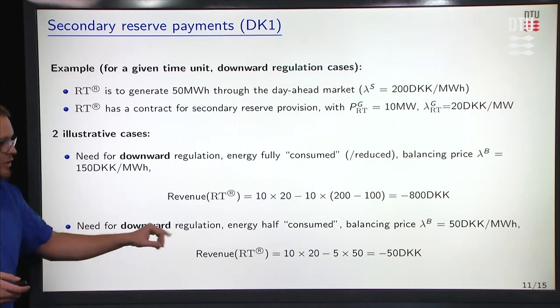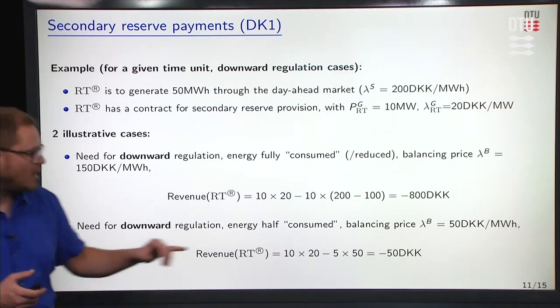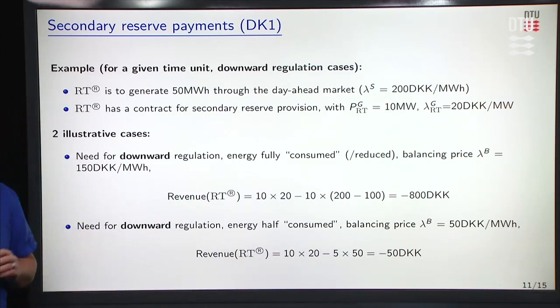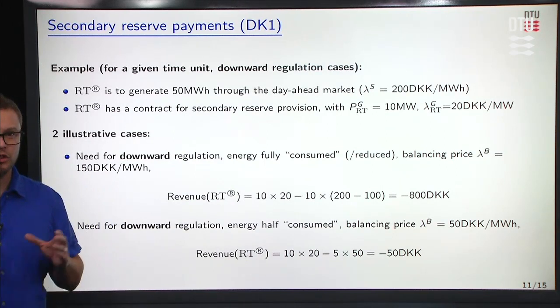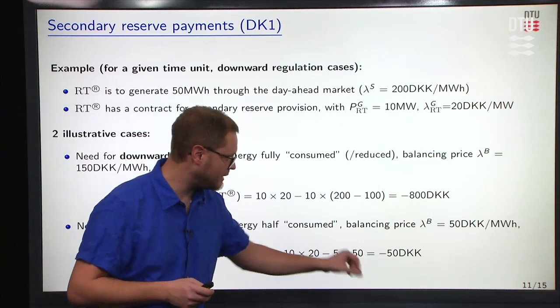In the downward regulation case that we have afterwards, we only consider that half of the energy is consumed through the provision of secondary reserve, and then the balancing price is 50 kroner per megawatt hour. Same reasoning as before, we have this energy that is to be paid back, which is 5 megawatt hour, and then the spread here, 50 for lambda B compared to lambda S equal 200, this spread is at least 100, so we directly pay back this energy at the price lambda B.